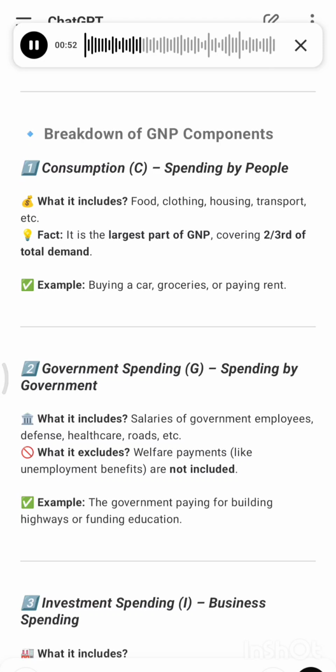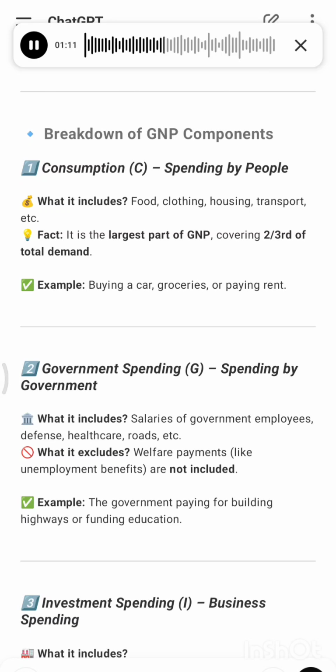2. Government spending, G, is spending by the government. It includes salaries of government employees, defense, healthcare, roads, etc. It excludes welfare payments like unemployment benefits. Example: the government paying for building highways or funding education.